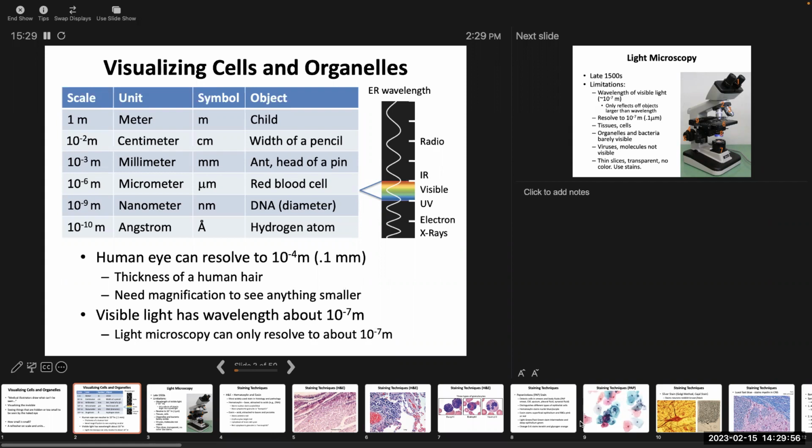So what that means is, with light microscopy, when you look at something under a microscope, it doesn't matter how powerful the microscope is, it has a theoretical limit of how small something is that it can see. A light microscope can only see things down to about 1/10 of a micron, down to about 10 to the minus 7 meters, because then you reach the wavelength of visible light and you literally cannot see anything smaller than that.